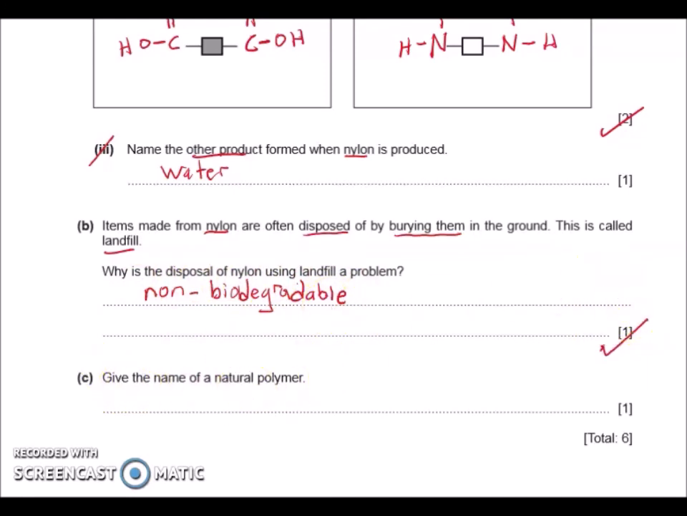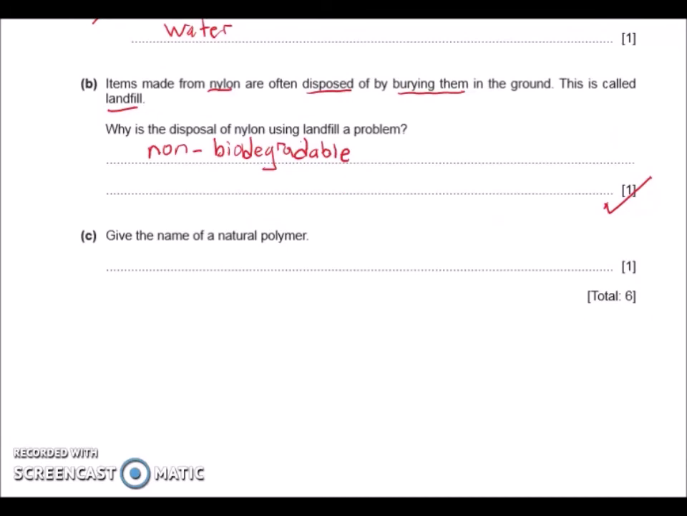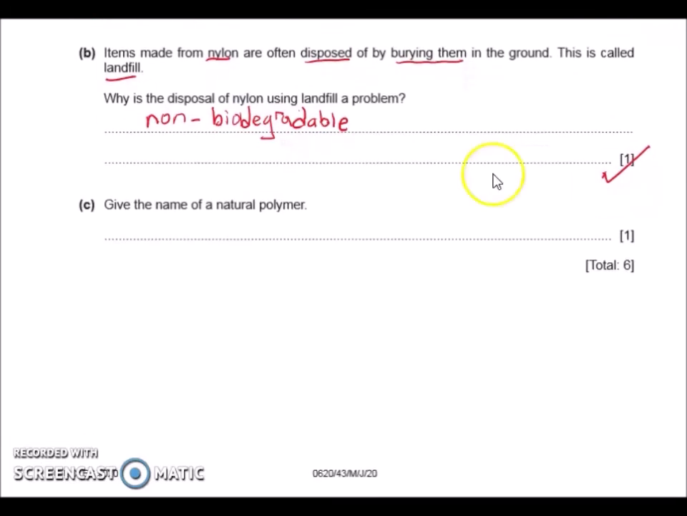Give the name of a natural polymer. A natural polymer you can say is a protein or carbohydrate. So this is the organic. Alright, so we have completed this paper. And if you have any other questions, please comment below and I will do a video for you.